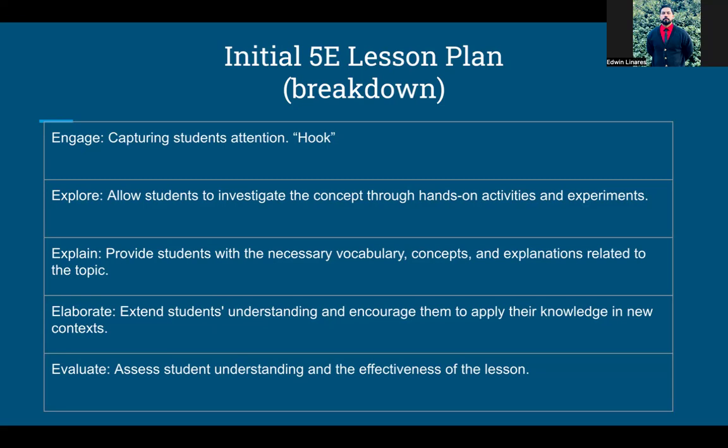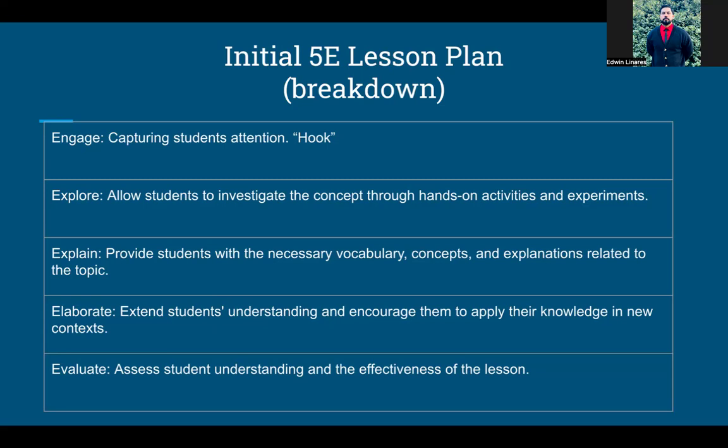The second phase is the explore phase. This allows the students to investigate the concept through hands-on activities and experiments. The third phase is the explain phase. This phase provides the students with the necessary vocabulary, the concepts, and explanations related to the topic that is being taught. The fourth phase is the elaborate phase. This phase serves as an extension for students' understanding and also encourages them to apply their knowledge in new contexts.